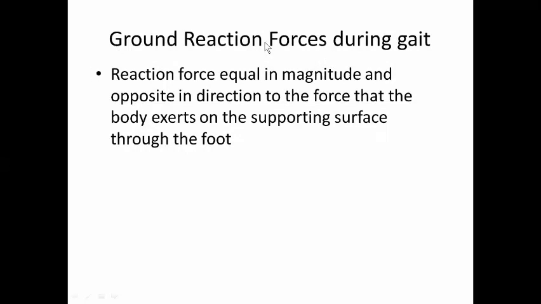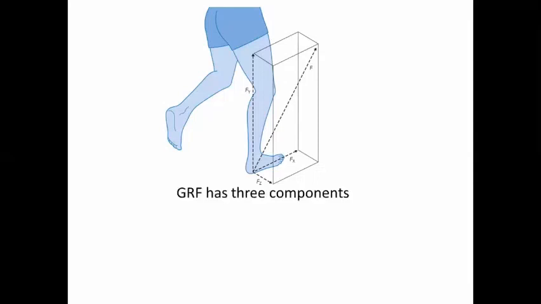The ground reaction force during gait can be defined as a reaction force equal in magnitude and opposite in direction to the force that the body exerts on the supporting surface through the foot. The ground reaction force has three components, which are vertical, anterior-posterior, and mediolateral. These three components are in opposite direction to the weight of the body, as shown in the diagram with the help of these arrows.